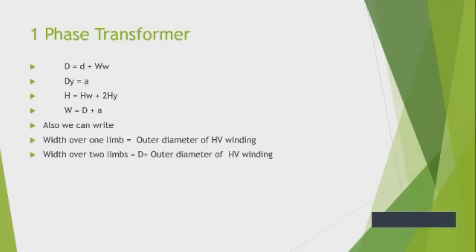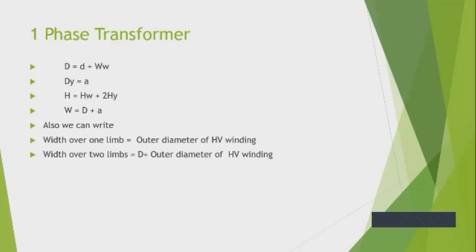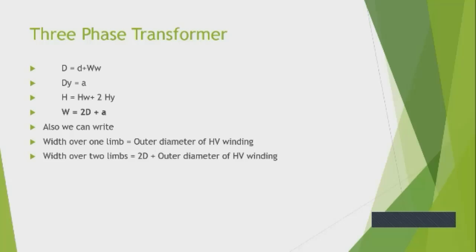Also we can write width over one limb is equal to outer diameter of high voltage winding. Width over two limbs is equal to D plus outer diameter of high voltage winding. For single phase, W is equal to D plus A. For three phase, W is equal to 2D plus A.